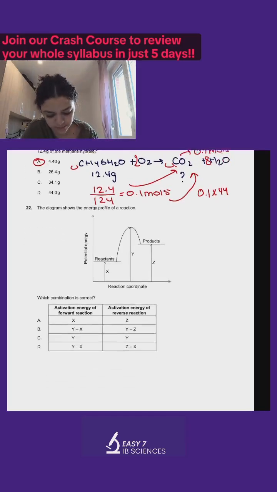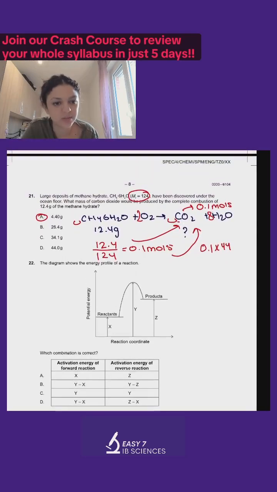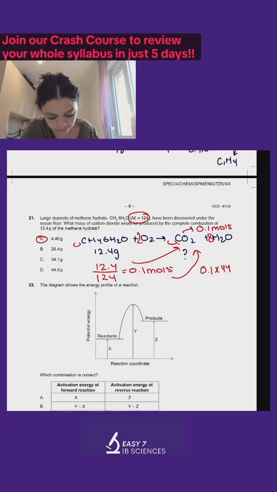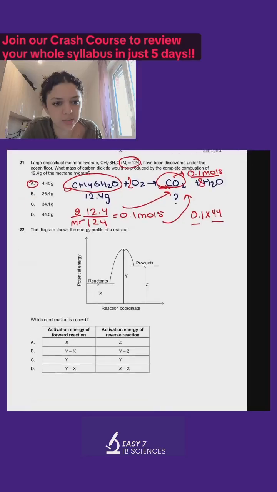Yes? Okay, perfect. Next, it says, wait, where did the 0.1 come from? That's the mole number, because I have the grams divided by the molar mass, okay? And because I know that this has 0.1 mole, and this has a 1-to-1 ratio, that means the moles of the carbon dioxide is going to be equal to the moles of the methane hydrate. So I just did the moles times the molar mass. Okay?